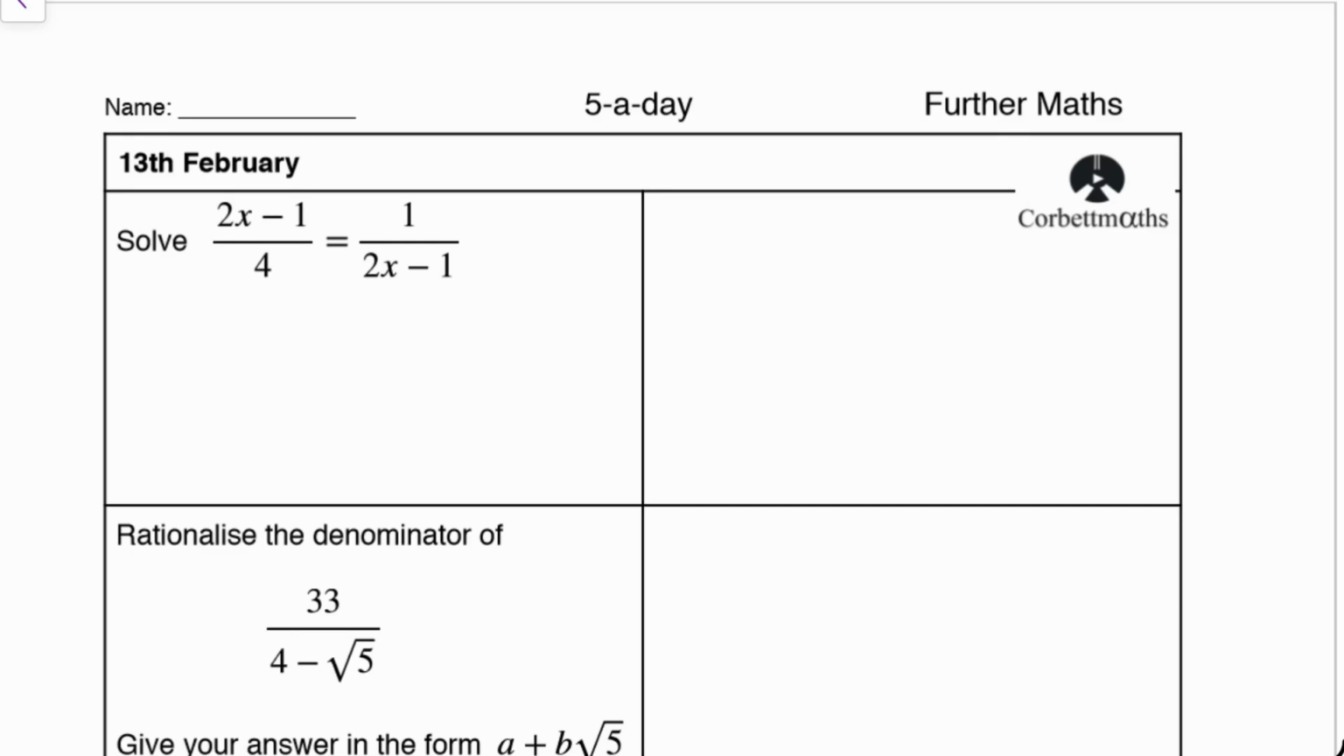Let's have a look at today's questions. Okay, so starting with a bit of algebraic fractions. I like algebra. Yesterday was quite difficult. I'm hoping for a slightly more algebra heavy day today, because I prefer those days. Anyway, let's give this a go.